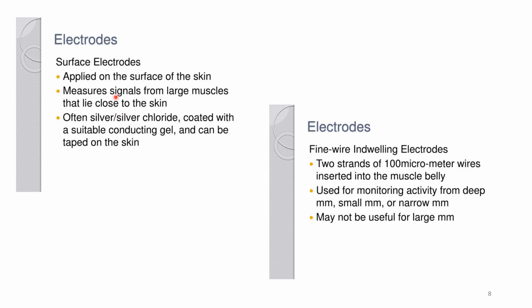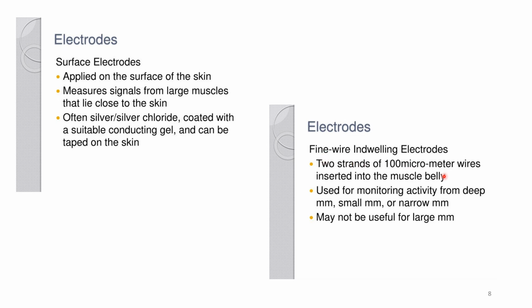See, the surface electrodes are applied on the surface of the skin and measure signals from large muscles that lie close to the skin. So they are often silver or silver chloride coated with a suitable conducting gel and can be taped on the skin. So they are made up of silver or silver chloride, and gel is applied on the skin and they are attached.